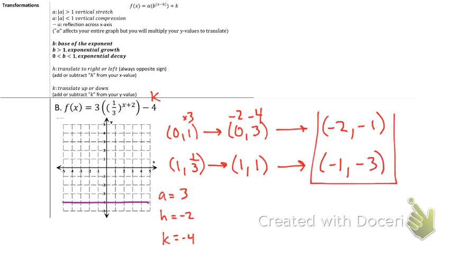Okay, these are our final points, so let's plot them. Negative 2, comma, negative 1. Negative 2, negative 1 is here. And then we have negative 1, negative 3 here. So if we use our asymptote, we should have a function like this. And this function is going to be decay because 1/3 is our b value, less than 1.